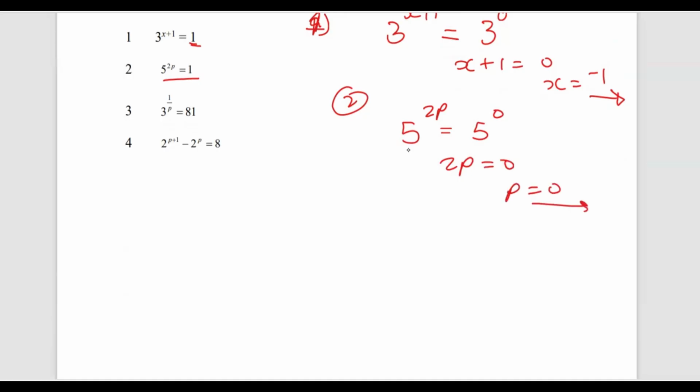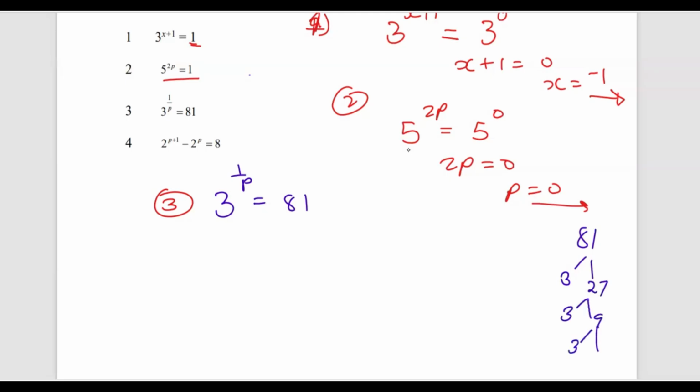All right, number 3. We have 3 to the 1 over p is equal to 81. Let's break this 81 down to a base of 3. So prime factorization: divide by 3 is 27, by 3 is 9, by 3 gives us 3. We have 4 3s. So 3 to the 1 over p is equal to 3 to the 4.